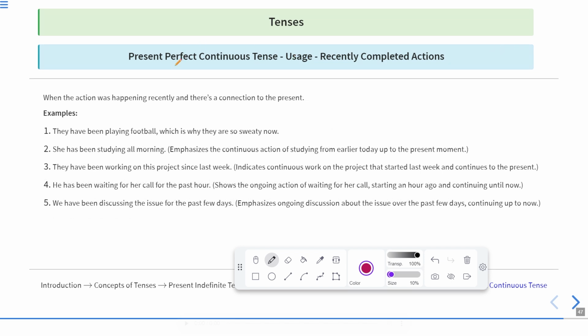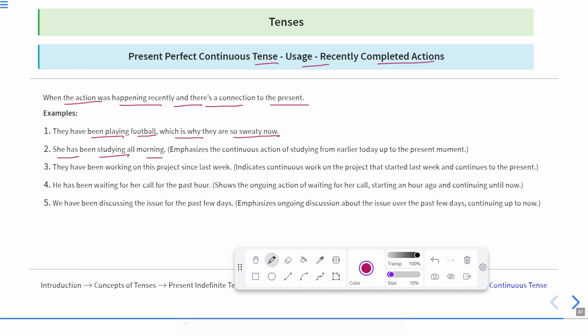Now this is another usage of present perfect continuous tense, usage: recently completed actions. When the action was happening recently and there is a connection to the present, these types of sentences are also written in present perfect continuous tense. They have been playing football, which is why they are so sweaty now.